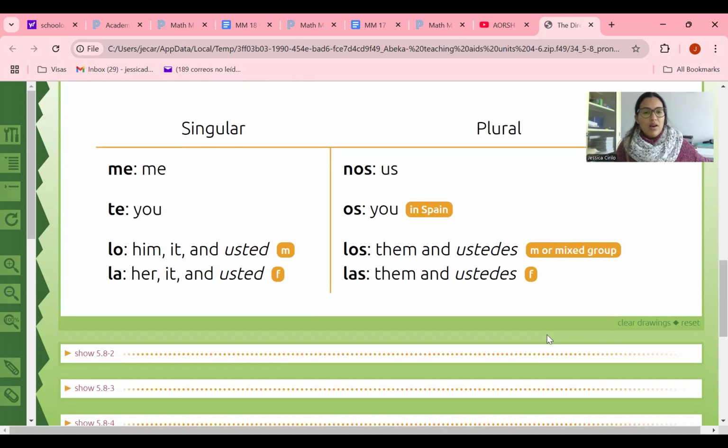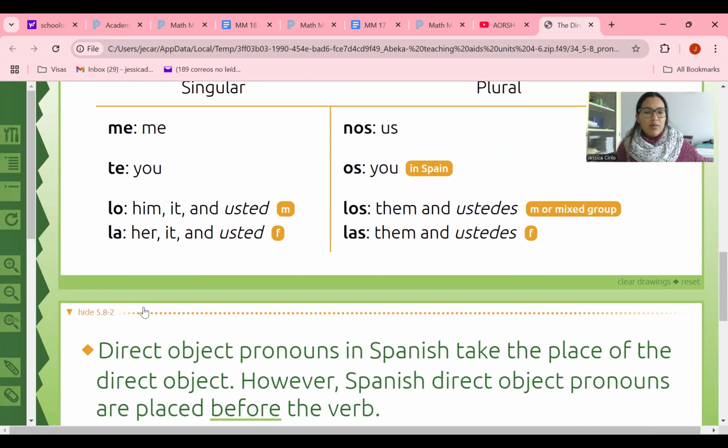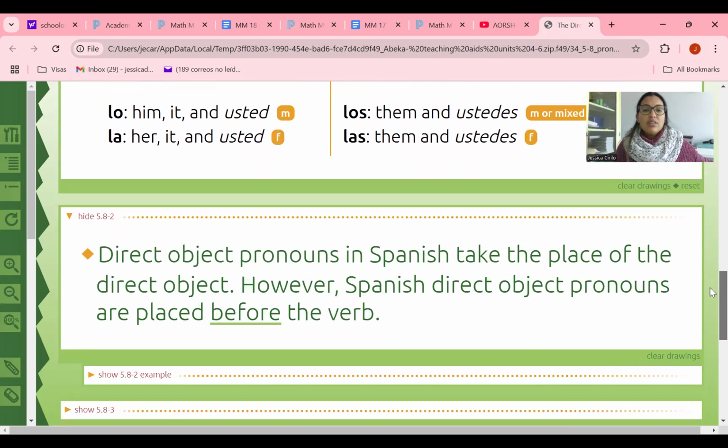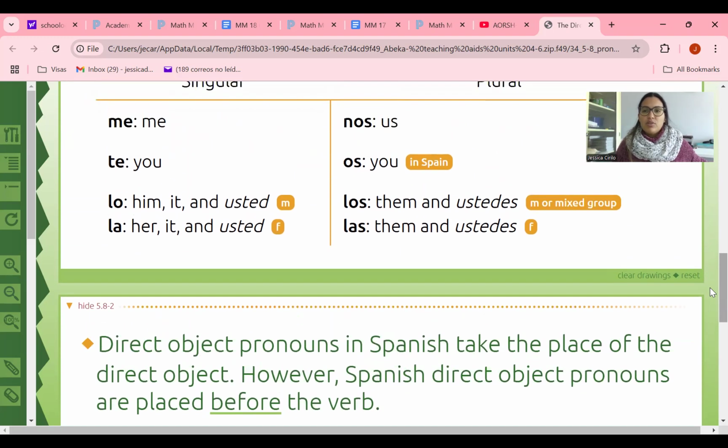female groups. Okay, so let's look at some, okay, one more rule and then we're gonna look at some examples. So these direct object pronouns, so when I say direct object pronouns, I'm talking about me, te, lo, la, nos, os, los, and las, okay?